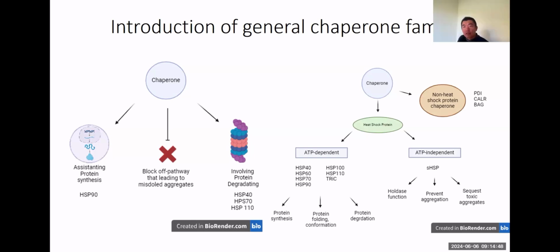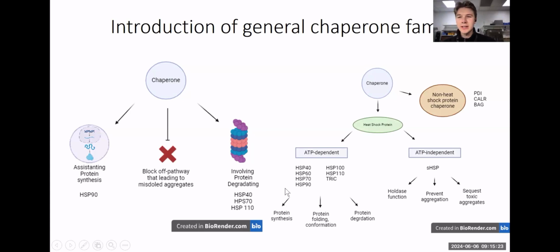PDI, calnexin and BAG are non-heat-shock protein chaperones, and they belong to other chaperone families. The middle one, calnexin, is a calcium-related chaperone, and the BAG family is another chaperone family related to apoptosis and autophagy. PDI is a chaperone that helps form the disulfide bonds of the protein for folding.